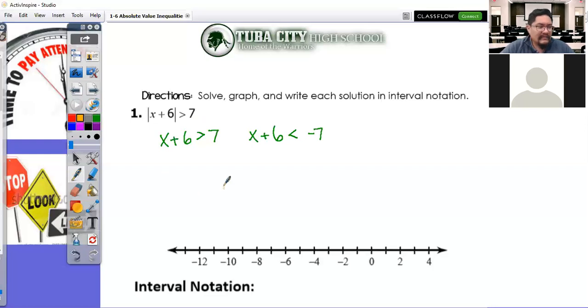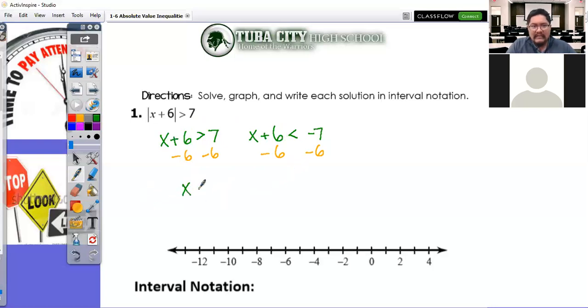And there we go. So that was the second step. Then the third step was to solve both inequalities. So I got 2 inequalities here. And since they're pretty much the exact same inequality, I can pretty much just do the same thing to both sides. So in this case, I'm gonna have to subtract 6 from both sides on both inequalities.